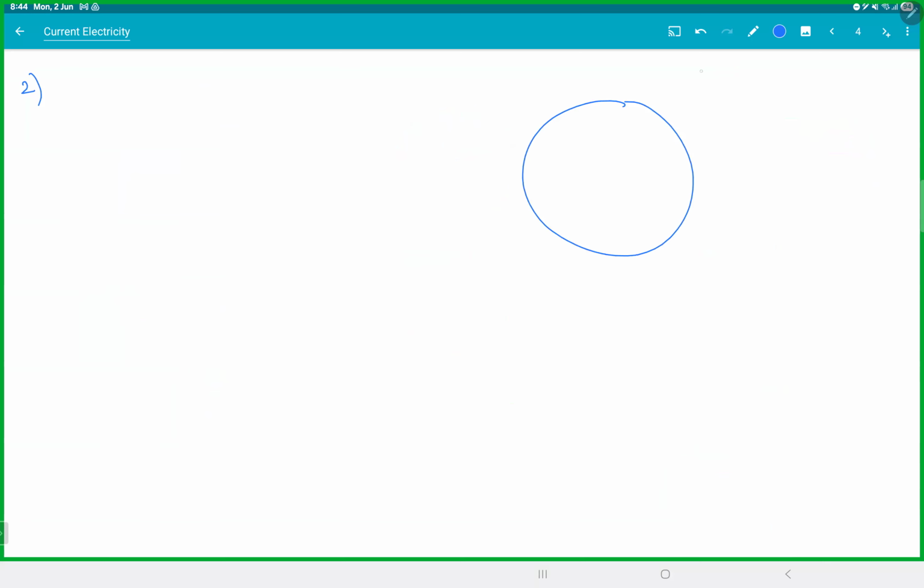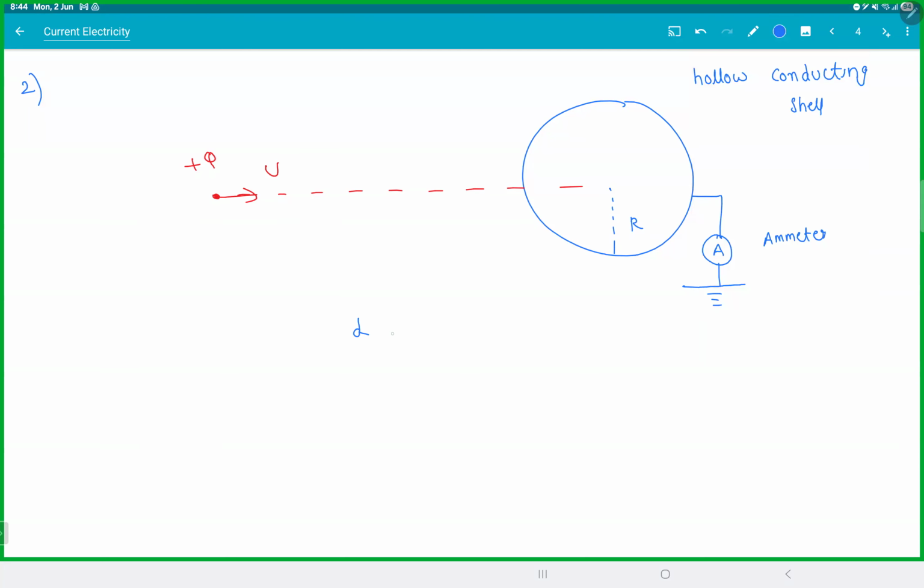We have a hollow conducting shell. Here we have an ammeter which is grounded. An ammeter is a device which measures current. At a distance from the center, we have a particle, charge plus q, which is going with speed u toward the center. This distance is d.